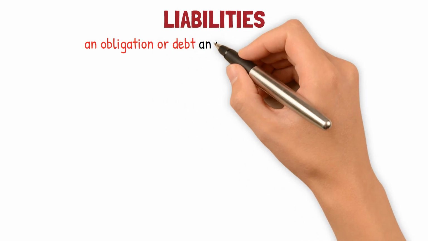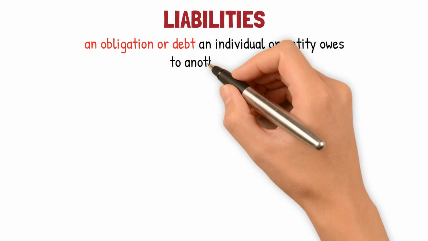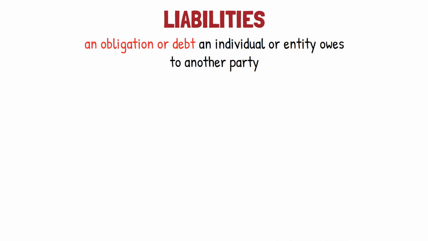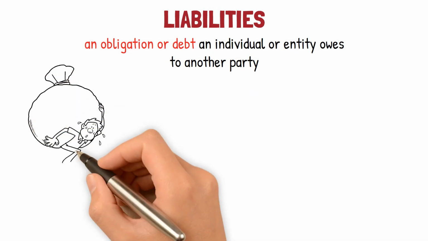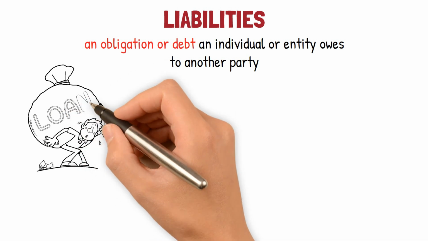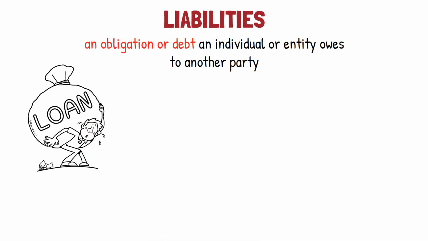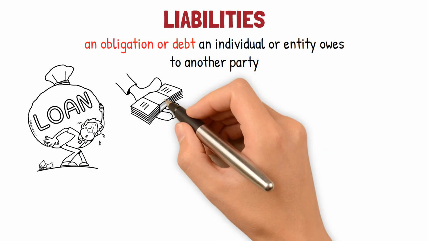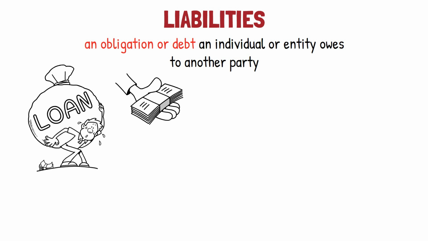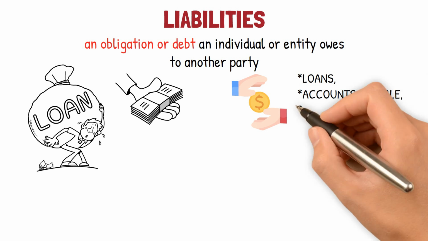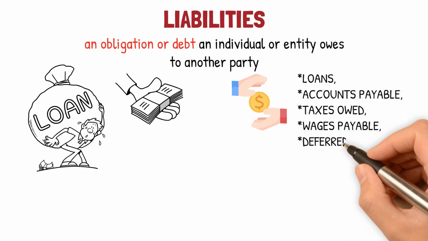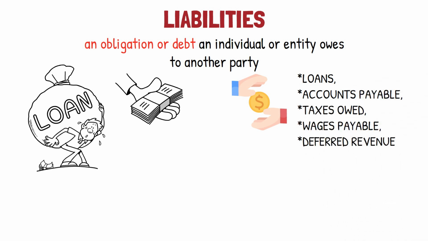Liabilities. Liability refers to an obligation or debt that an individual or entity owes to another party due to a past transaction or event. In other words, it is a financial obligation or responsibility that an entity must pay or fulfill in the future, usually in cash or other economic resources. Liabilities can take many forms, including loans, accounts payable, taxes owed, wages payable, and deferred revenue.